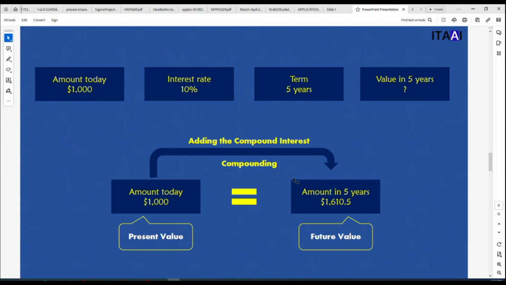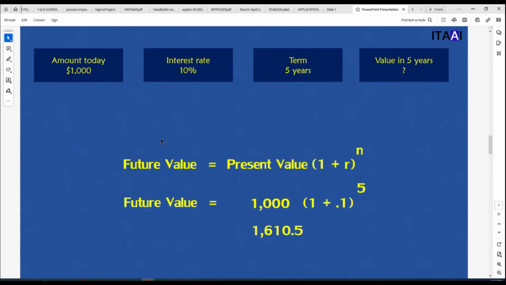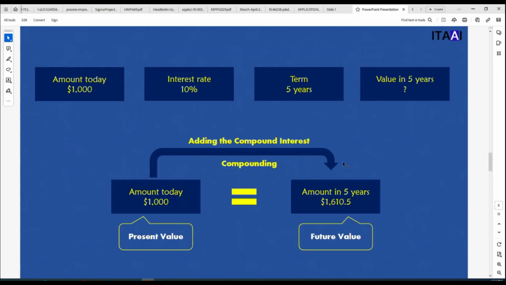If you look at this whole methodology of calculating the future value, if you know the present value, the interest rate and the term, this is the methodology we use. In the problem we solved, from $1,000 after 5 years at a 10% interest rate, the future value will be 1610.5. This process of calculating future value, if the present value is known, is called compounding. And this is your compounding formula: future value equals present value multiplied by 1 plus r raised to n.